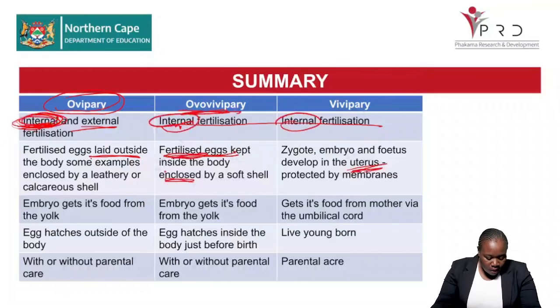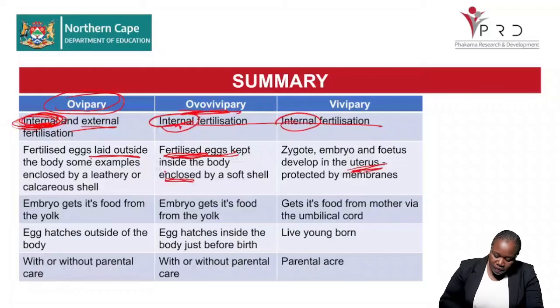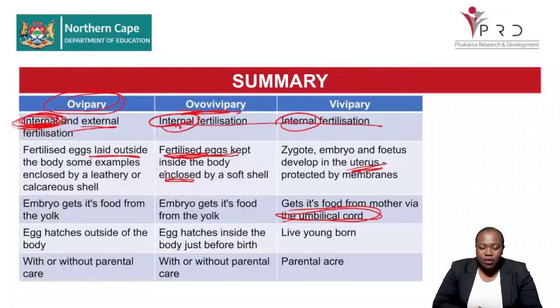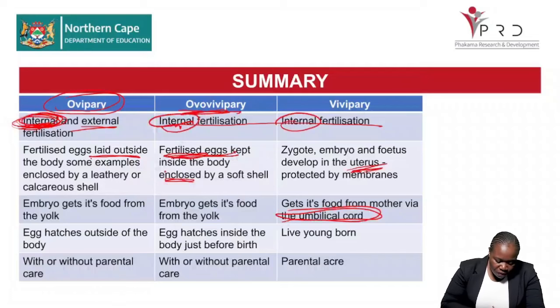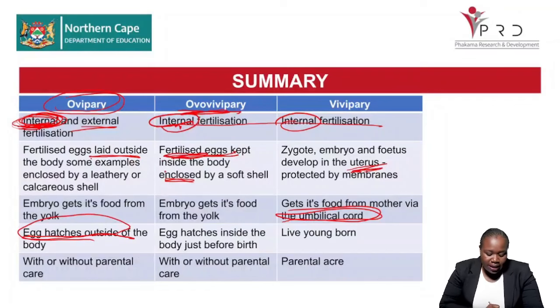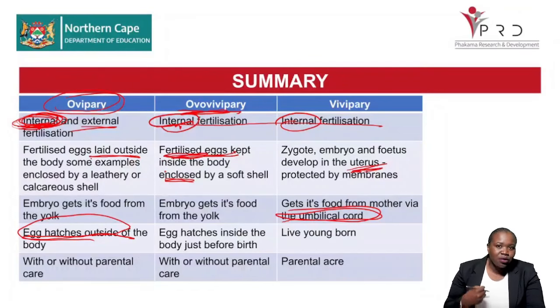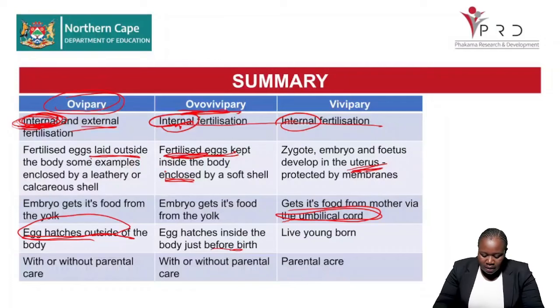And then the food for ovipary, the food is from the yolk because development is in the egg. Ovovivipary, food from the yolk again because development is in the egg. And lastly, vivipary, food is from the placenta through the umbilical cord. The next one, how does birth take place here? So with ovipary, development was outside, therefore the egg will hatch outside. Ovovivipary, the egg is inside, it will hatch inside, and then birth will take place afterwards. With vivipary, birth takes place, there is no hatching of an egg.